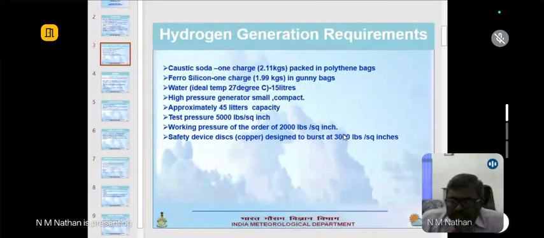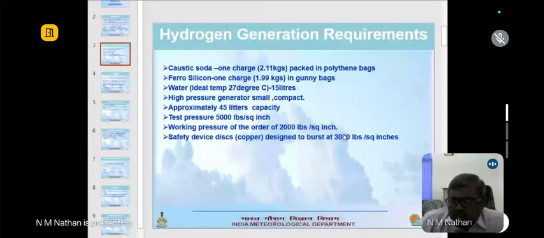This is for generation of hydrogen gas at the station. For example, in Minamagam we have a hydrogen generator. We generally produced the hydrogen gas at our observatory itself. Now we are storing the hydrogen gas which is procured from some firms. When we were generating the gas, this is the methodology we used.